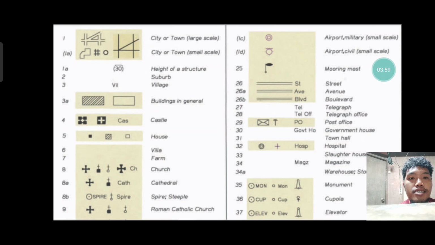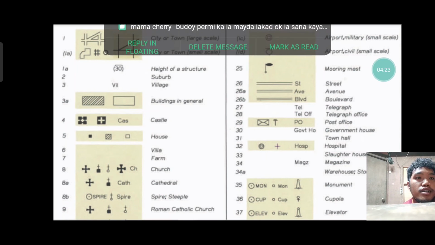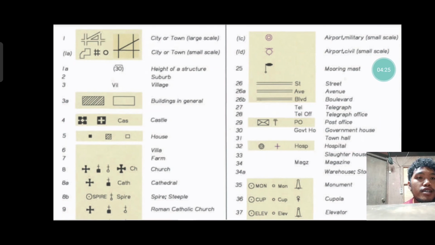And this last picture on the left side is composed of different kinds of symbols, like for the villa, farm, church, cathedral, spire or steeple, Roman Catholic Church. So let's go to the right side of the picture. The first symbol there is for the airport or military, small scale, and then the airport for civil, small scale. Next is the mooring mast.